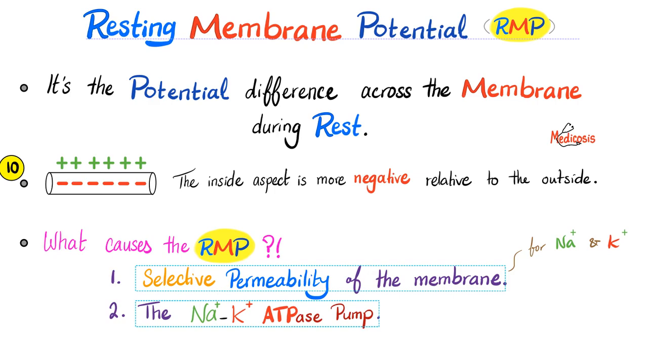Okay, what causes the resting membrane potential? What causes the negative 70? What causes the inside to be more negative relative to the outside during rest? Two things. Number one, selective permeability of the membrane to sodium and potassium, especially potassium. Number two, the sodium-potassium ATPase pump, a prime example of the primary active transport. Which one is more important? The selective permeability, of course. This accounts for about 95% of the resting membrane potential.